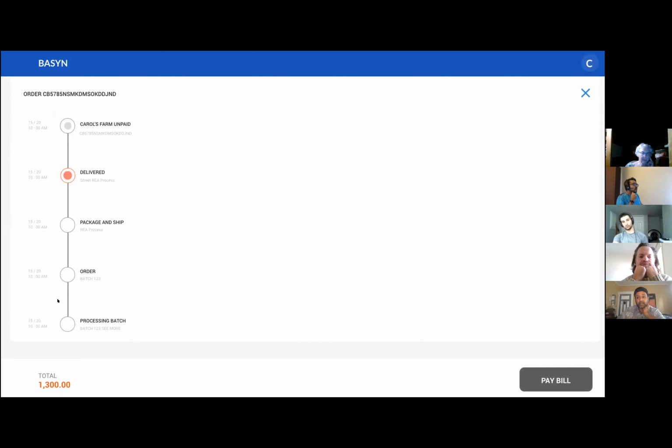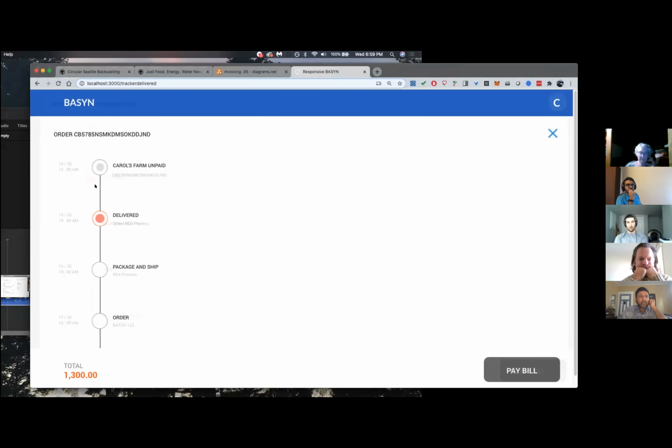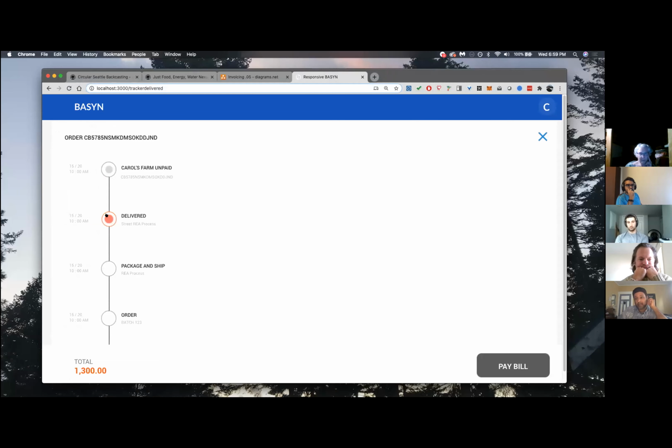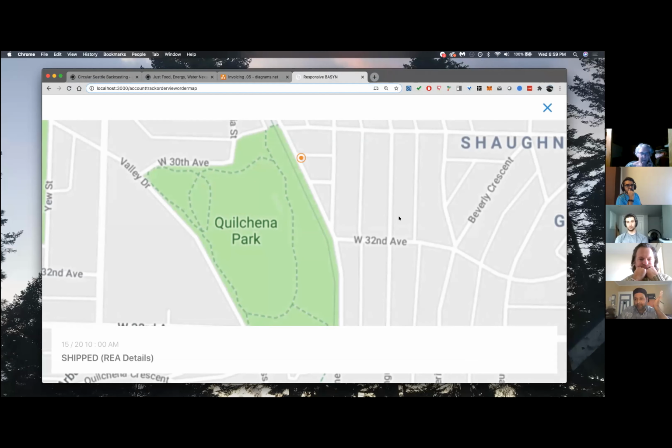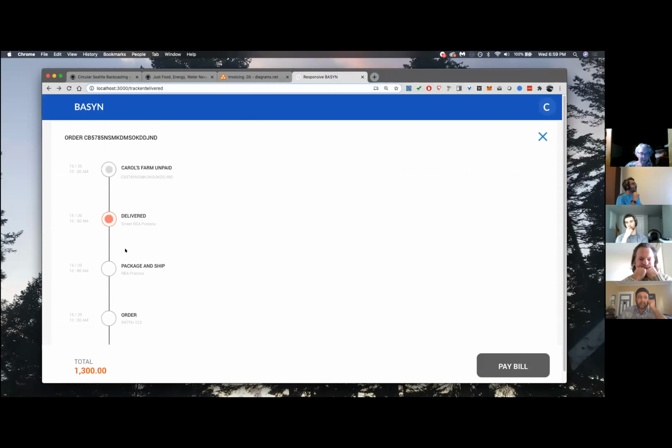So this is the HoloREA layer, the observation layer, and these are wrong. These are just for prototype. But the idea is that you can see where the product has come from, and potentially where it's going. I can click on it, maybe there's a map. So that was kind of one potential idea.